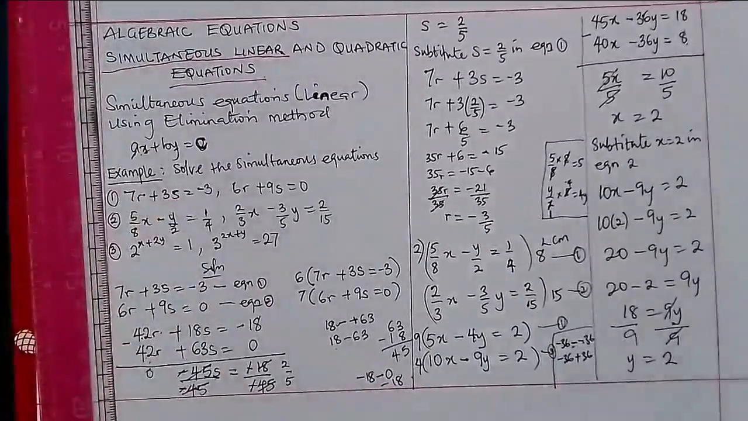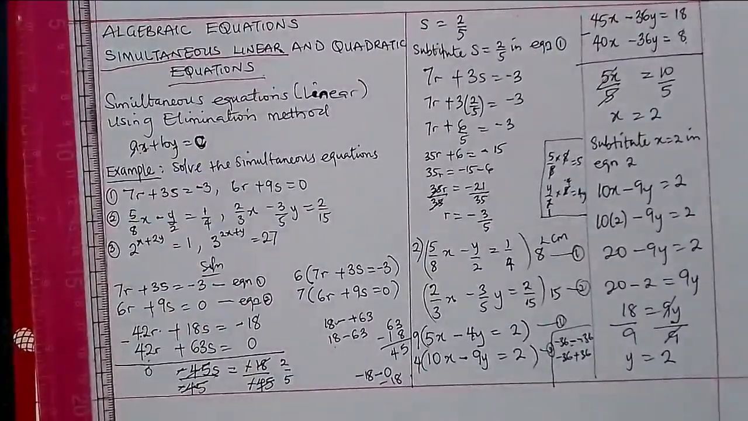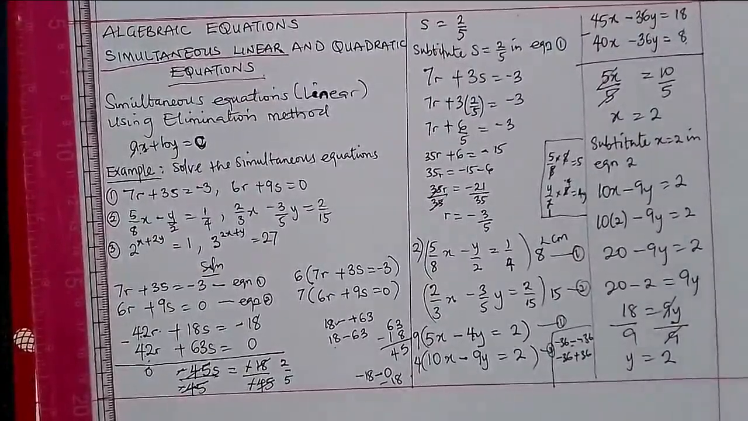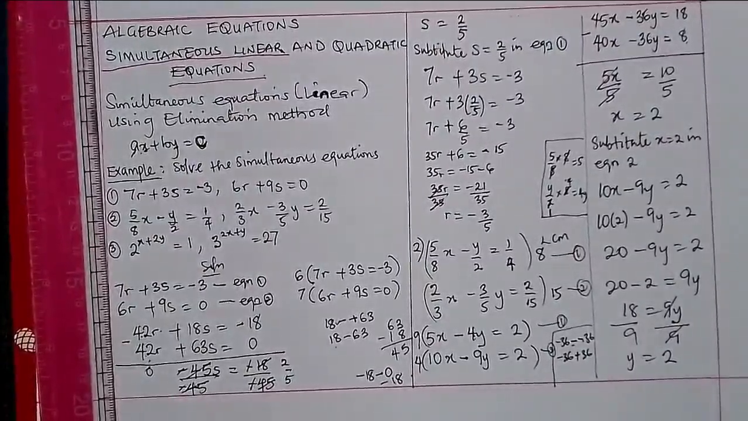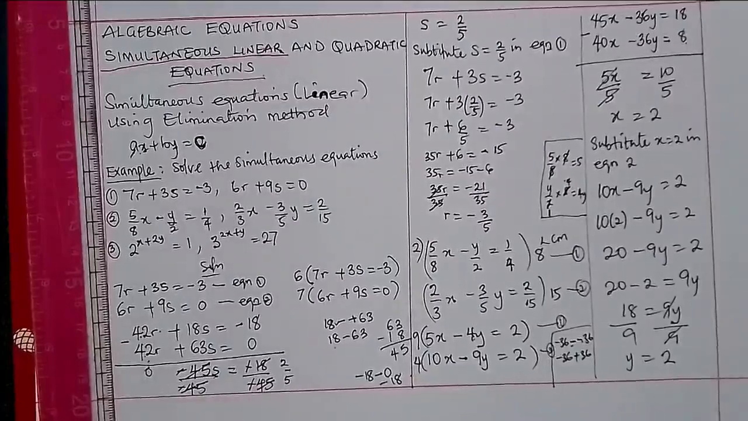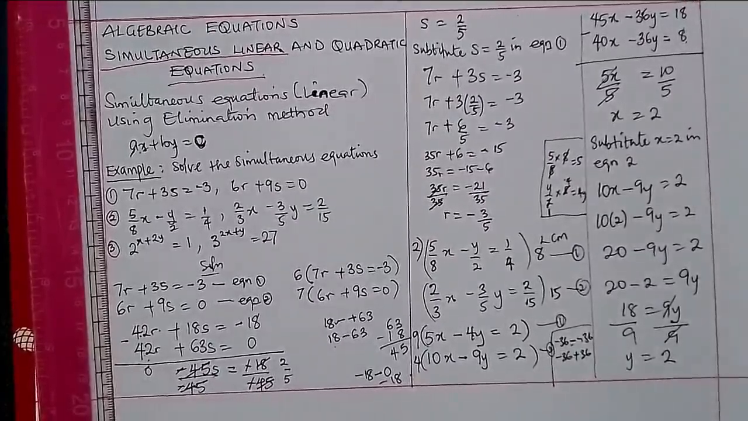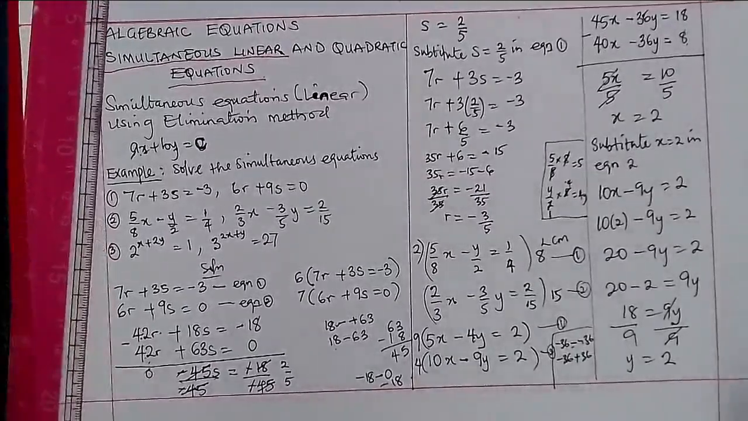We can see that even if you are given fractional numbers, you can still use your elimination method to get your two unknown variables using simultaneous equation. That's solving simultaneously using elimination method.